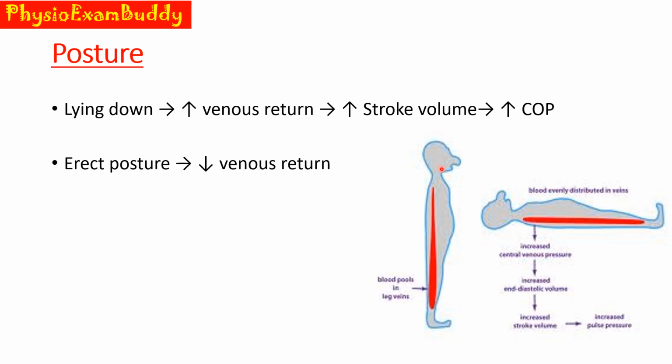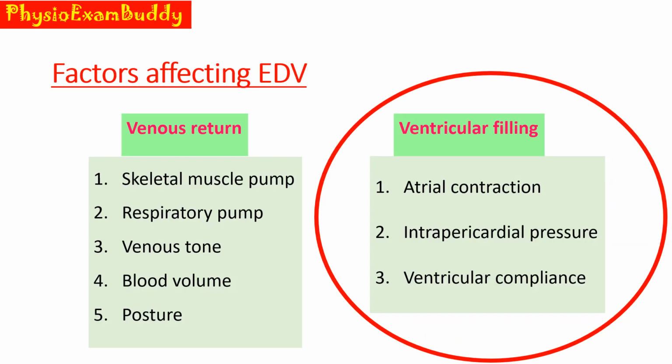Now what happens when the subject is in erect posture or in standing position? Again, there is pooling of the blood in the lower limb, which will decrease the venous return and thereby decrease the cardiac output. So in lying down position, it increases the cardiac output due to increase in venous return, whereas in erect posture, there is venous pooling, which decreases the venous return and decreases the cardiac output. So we have finished with the factors affecting venous return, thereby affecting the end diastolic volume and the stroke volume and finally the cardiac output.